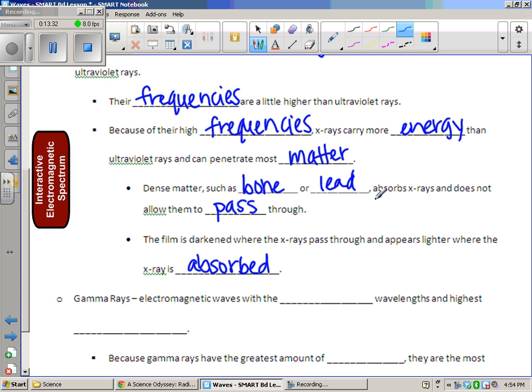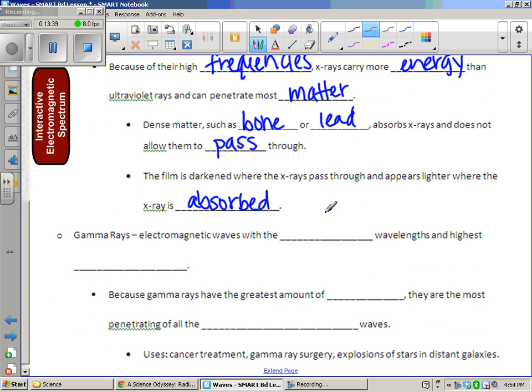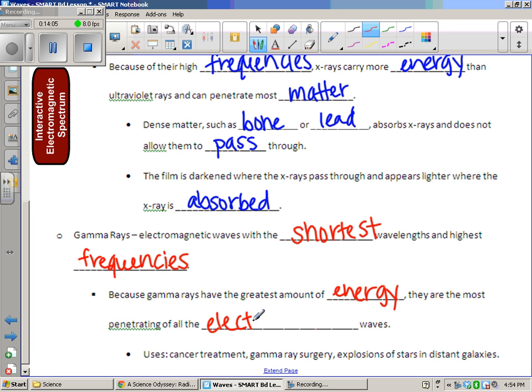The last and the very shortest electromagnetic wave is the gamma ray. These electromagnetic waves have the shortest wavelengths and the highest frequencies. And because gamma rays have the greatest amount of energy, they are the most penetrating of all the electromagnetic waves.